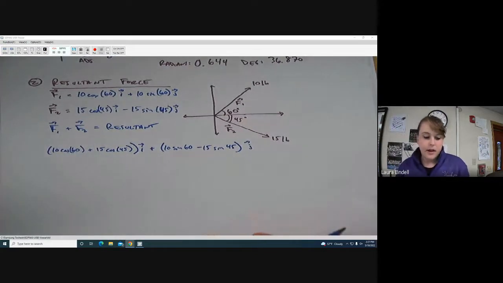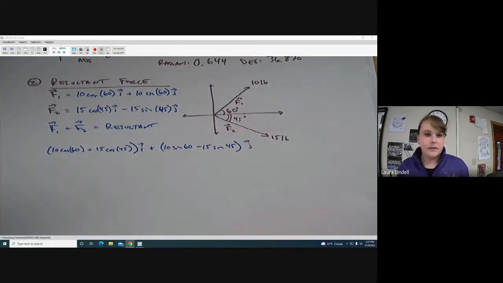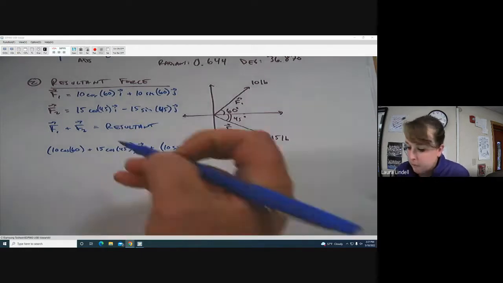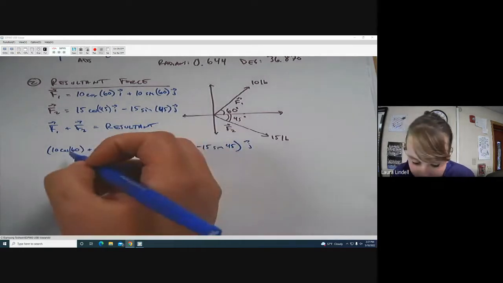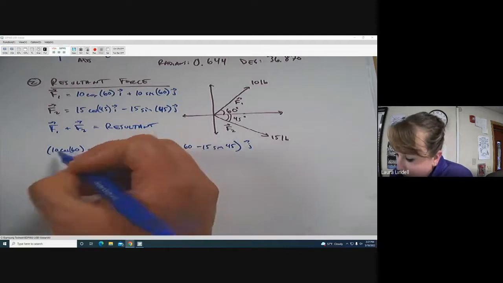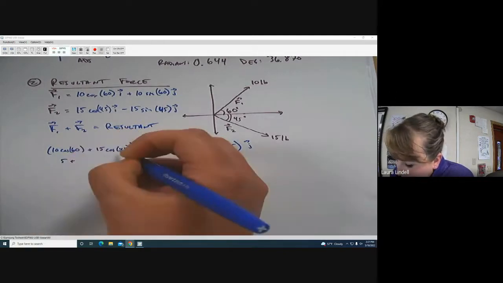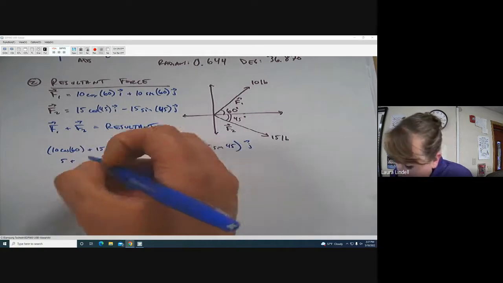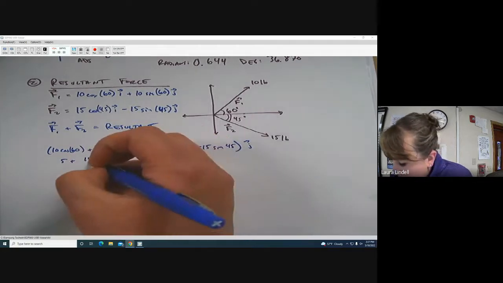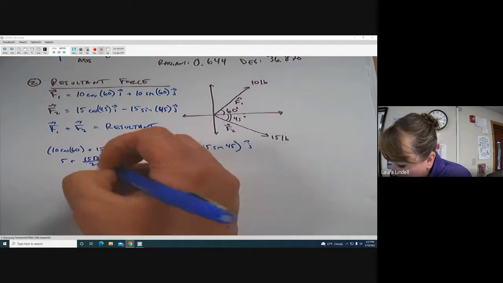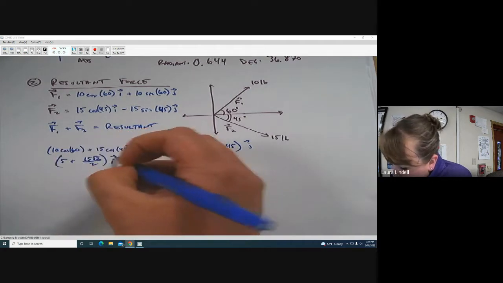All right. And so then it's best not to leave sine and cosine in this, and sine and cosine of 60 and 45 are easier ones to find. So cosine of 60 is 1/2. So 10 times 1/2 is just 5. And then we have square root 2 over 2 for cosine of 45. So 15 root 2 over 2 I.